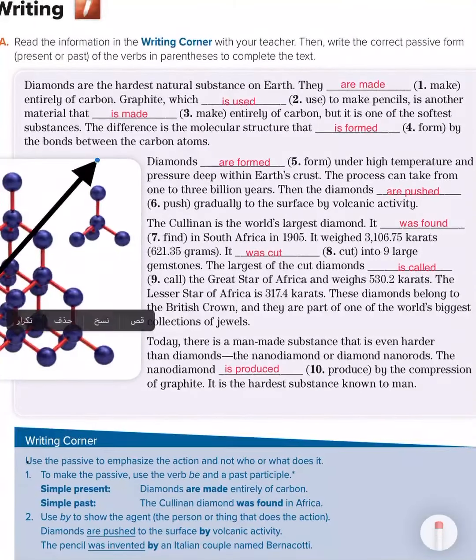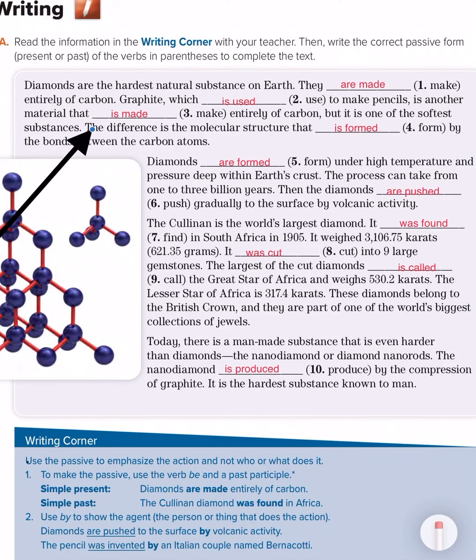Let's read. This is a diamond, like jewelry, okay? Diamonds are the hardest natural substance on the earth. So we have make, so it will be made. They are made entirely of carbon. Graphite, which is, so we use is, then the past participle of use, it will be used to make pencils. Another material that is, so make, the past participle of the verb make, will be made.